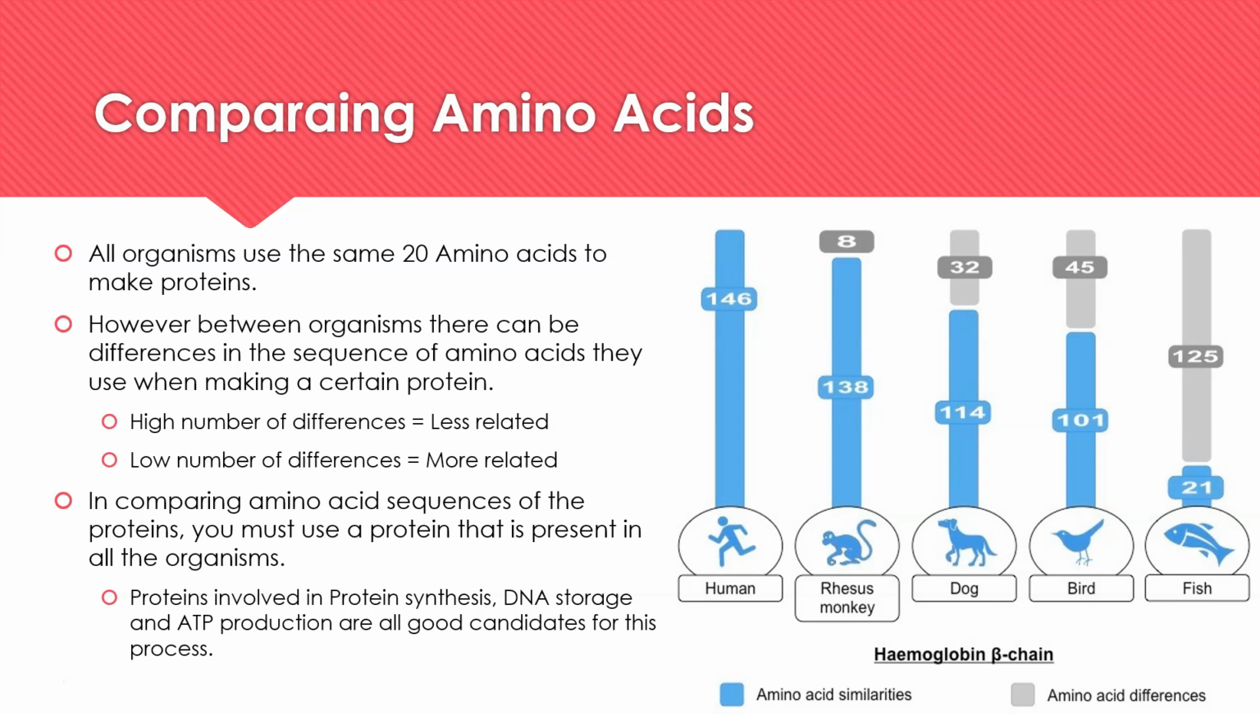The trick here is, again, just like with DNA, when you are comparing DNA, you have to look at similar or the same genes. When you're comparing amino acid sequences, you need to be looking at the same proteins. And so here you have to be careful and you have to be able to find a protein that is present in all the organisms. So one place to look for proteins that are present in all organisms is to look at processes that occur in all organisms. Things like protein synthesis, DNA storage, ATP production. These are things that most organisms and most cells do to some extent. So any of the proteins involved in them are going to be really good candidates for this process.